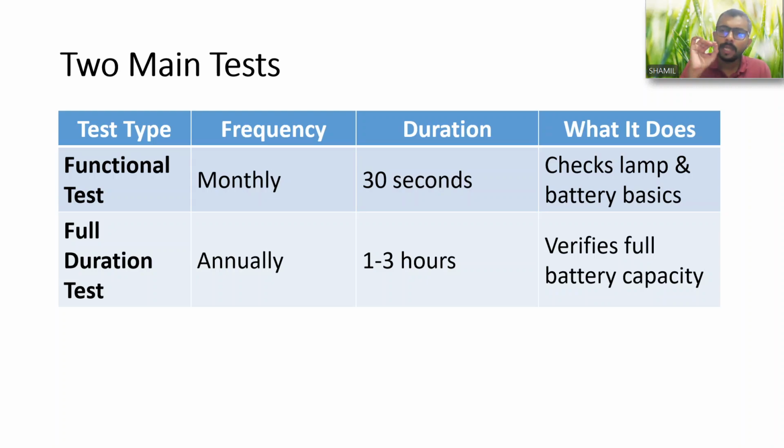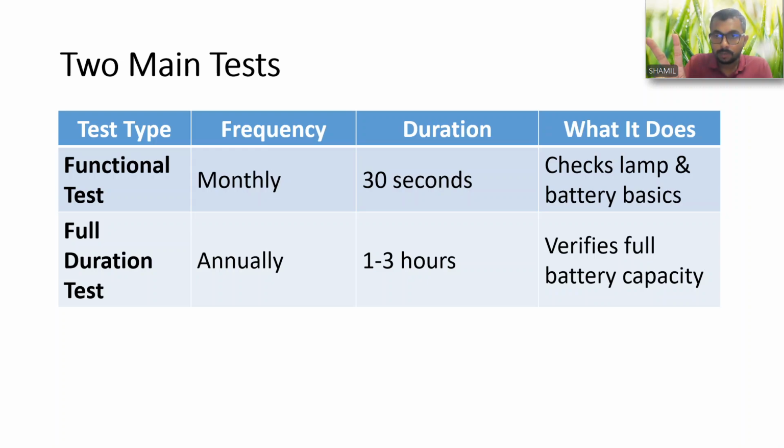Now when it comes to the full duration test, that is the second test, it is conducted annually. Now what happens during this test? In this test, we are simulating a power failure and we are keeping the lights on for the entire duration of the battery, as in 1 to 3 hours. We are seeing whether the lights will operate for that entire time period, and it is to verify the full battery capacity. That is the intention behind this test.